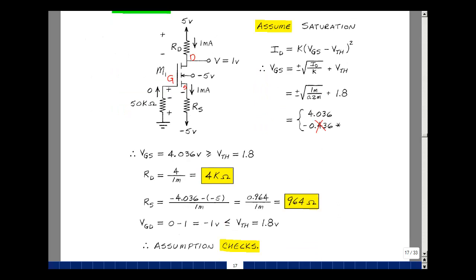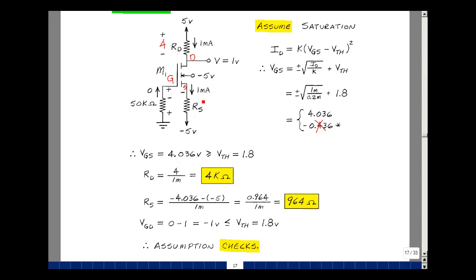Let's solve for the resistors. The resistor R sub D, we know the current through it is 1 milliamp. The voltage across it, divided by this current, would be the value of resistance. Well, we know this node voltage is 5, and this node voltage is 1. That makes this 4 volts. Dividing that by 1 milliamp, we get 4K.